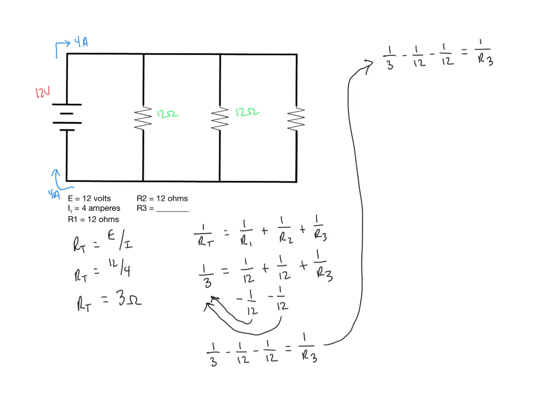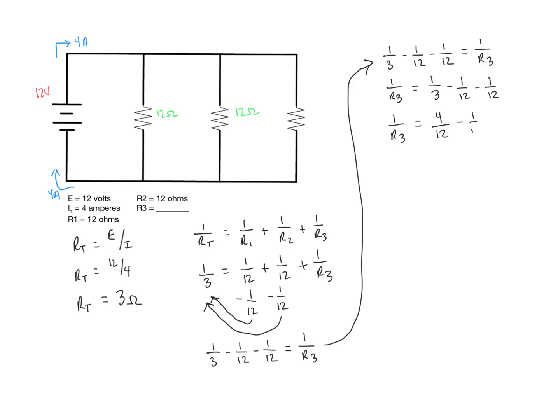Okay, so one of the things, again, I like to get my equation in order before we start doing anything. We put over here 1 over R3 is equal to 1/3 minus 1/12 minus 1/12. And I need a common denominator. So 3 will go into 12, so we'll make all of these 12. It goes in 4 times, right?